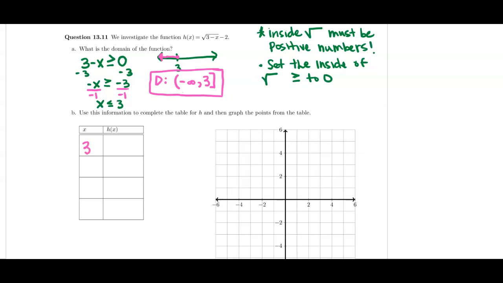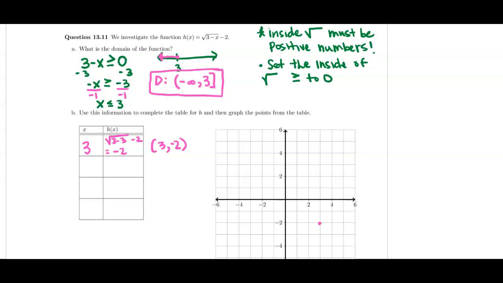So if I pick 3 here and I put 3 inside, I've got the square root of 3 minus 3 and then subtract 2 off. 3 minus 3 is 0, square root of 0 is 0, 0 minus 2 is negative 2. So I found a point of (3, -2). So over positive 3, down 2. Put a point there.